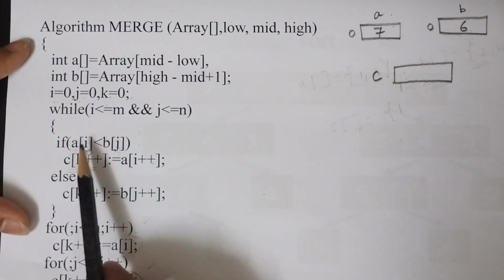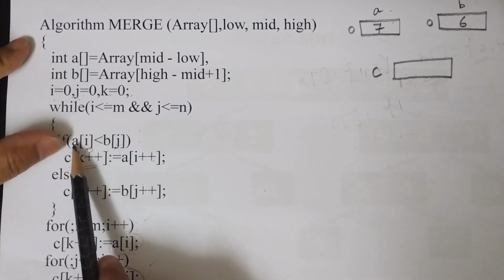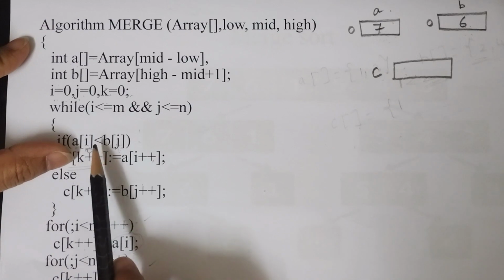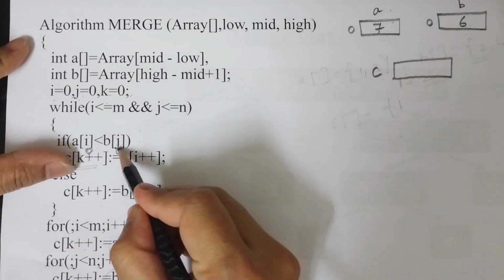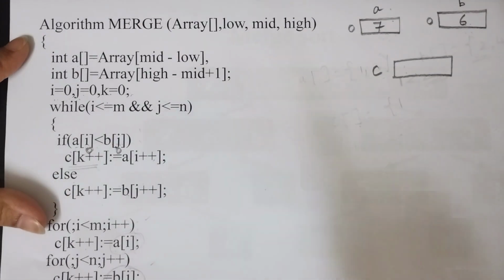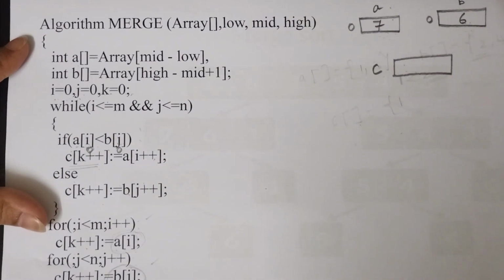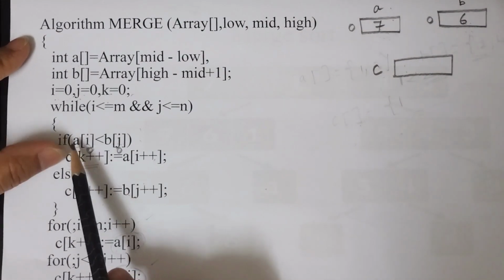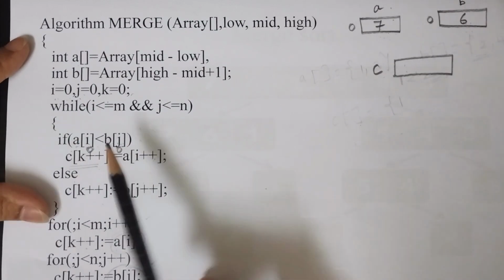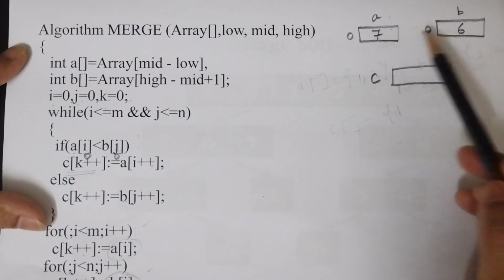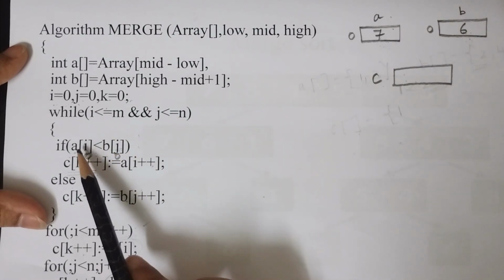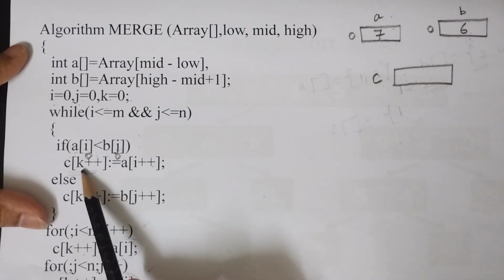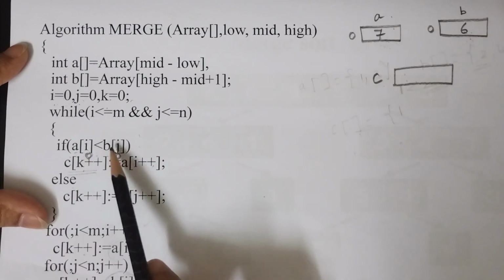Now you are going to compare whether my A of i is less than B of j. So what is the i value? 0. What is the j value? That is also 0. We initialized all these with 0, right? Now you are comparing the first value of A with the first value of B. So A lesser than B? If this condition is true, you need to place the A value into the Cth position. But what happens? This condition is false.